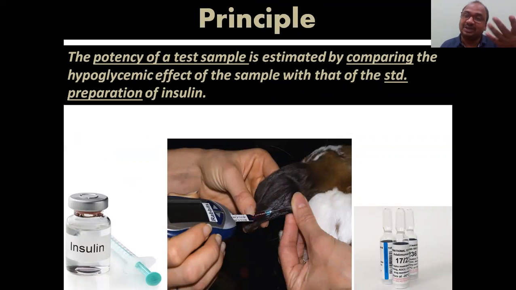Again I am explaining the basic principle: the potency of a test sample is estimated by comparing the hypoglycemic effect. That is very, very important. We are comparing the hypoglycemic effect of the sample with that of the standard preparation. Generally we are using this for checking the blood sugar level. This is the test, and this is the international standard. These two we are measuring with the help of this device.